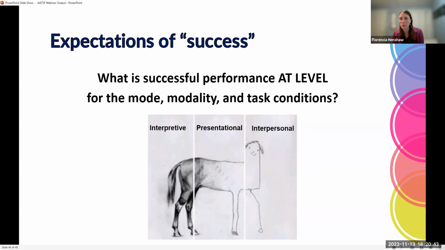And there's nothing wrong with that. You're not doing something wrong. The students are not doing something wrong. This is language development. It is simply much, much more difficult cognitively to do interpersonal than to do interpretive.